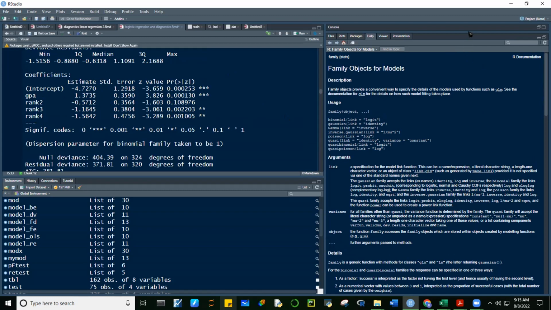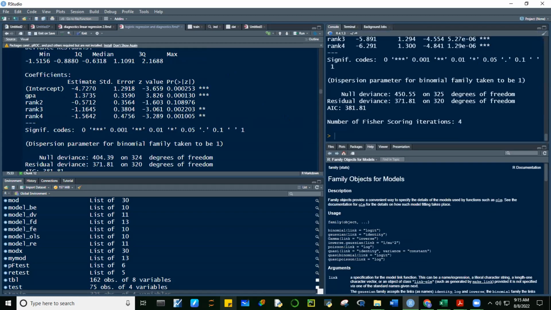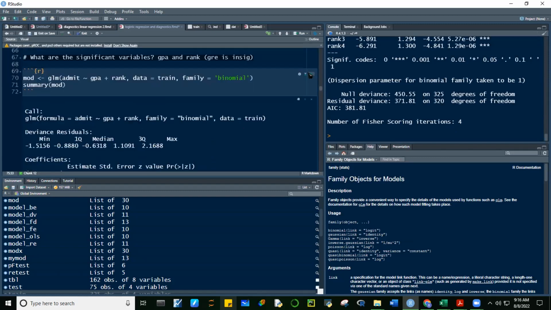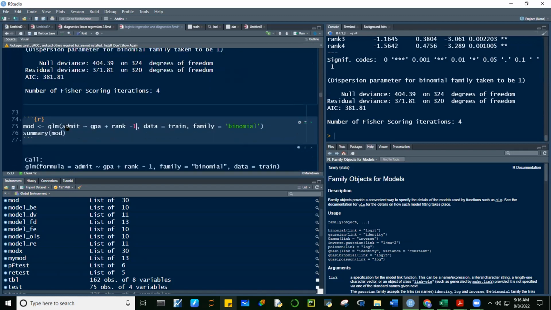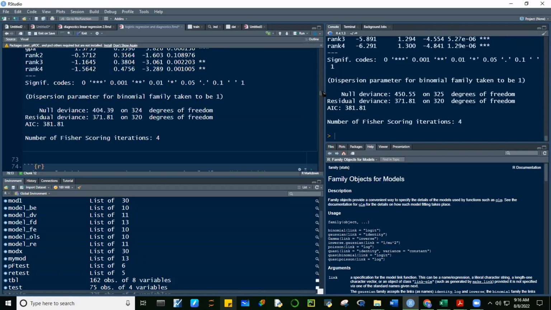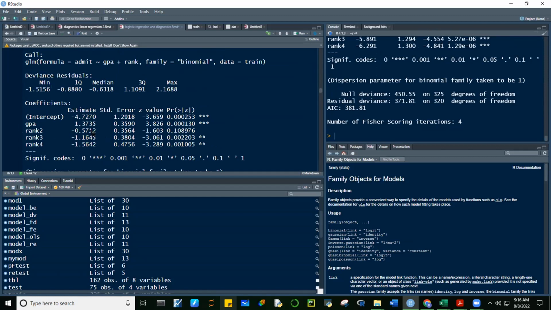Okay, let me just illustrate that quickly. Okay, run ko itong mod, no? And then dapat nag-mod 1 ako dito para iba yung pangalan. Let me call this mod 1. Okay? Okay. Let me just illustrate. Kasi, kunyari, si rank 1, ano yung estimate niya, ano yung intercept niya? Di ba rank 1, what's rank 1? Okay. What's rank 1?